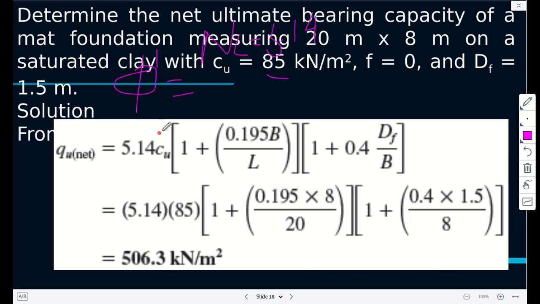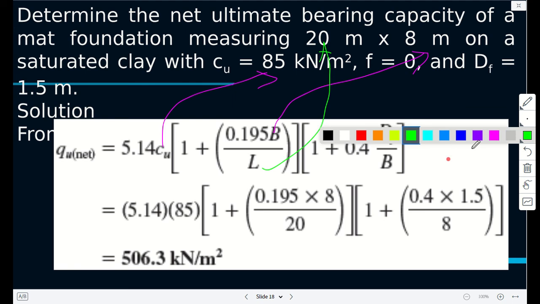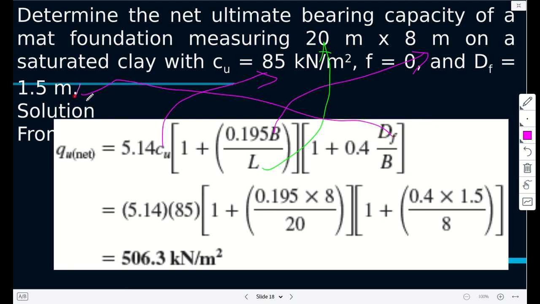So Cu is that, B is that, L is that, df is given there. So just substitute and you get your value.